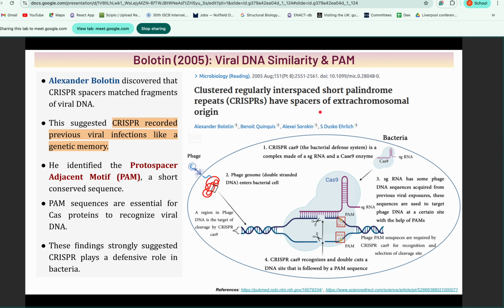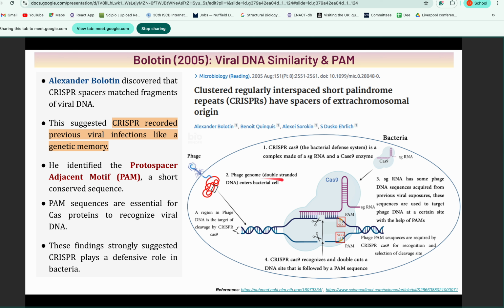And later on in the paper, they mentioned that these extra chromosomal elements which are acting as the spacers have come from the viral DNA. So this shows how the CRISPR-Cas9 defense system is working. It is a complex made up of a single guide RNA molecule and a Cas9 enzyme. This is the Cas9 enzyme, highlighted in light blue, and this is the guide RNA, represented with this purple color.